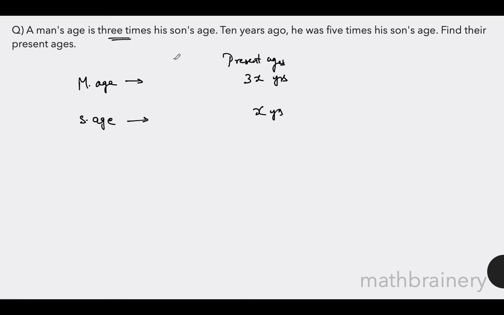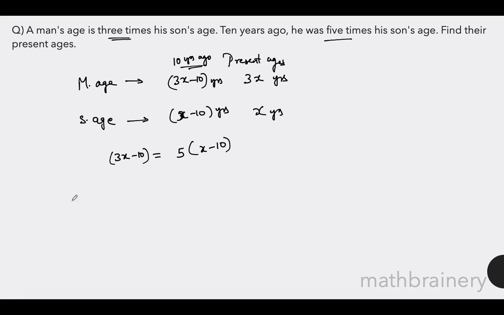Now what happens 10 years ago? Okay, 10 years ago, what will be man's age? It must be 3x minus 10 years. And son's age must be x minus 10 years. Now what is given? 10 years ago he was 5 times his son's age. That means this 3x minus 10 years is 5 times his son's age, that is x minus 10. So let's simplify now. You have 3x minus 10 is equal to 5x minus 50.